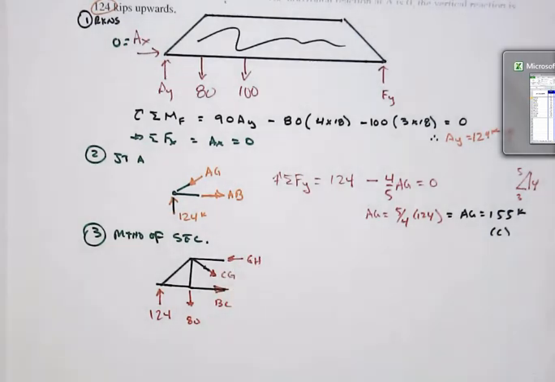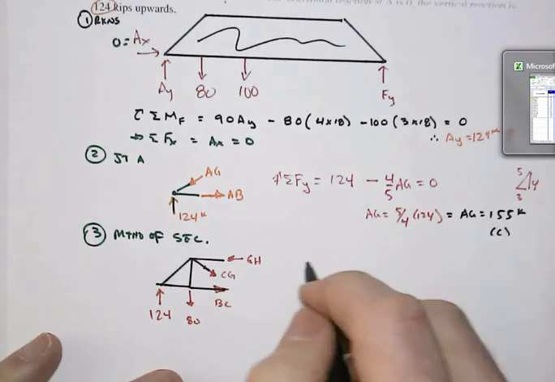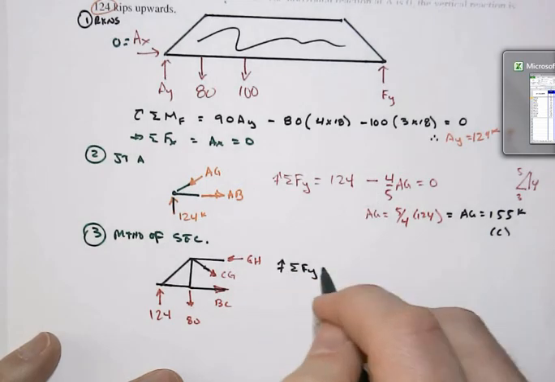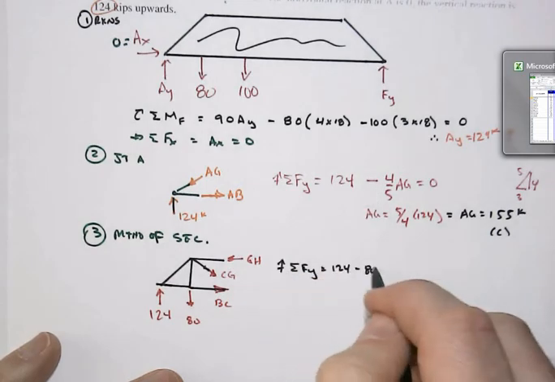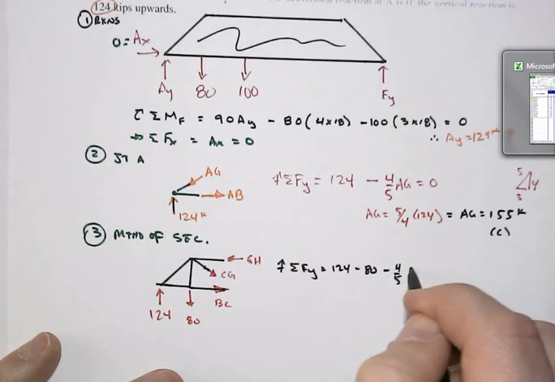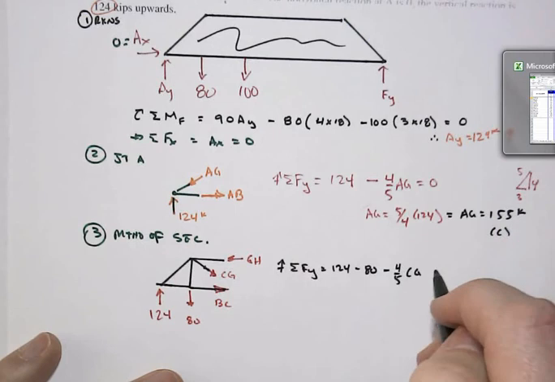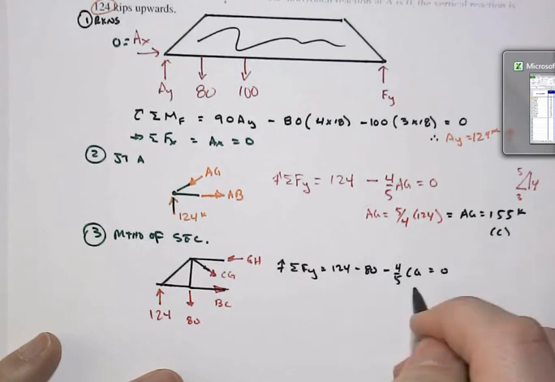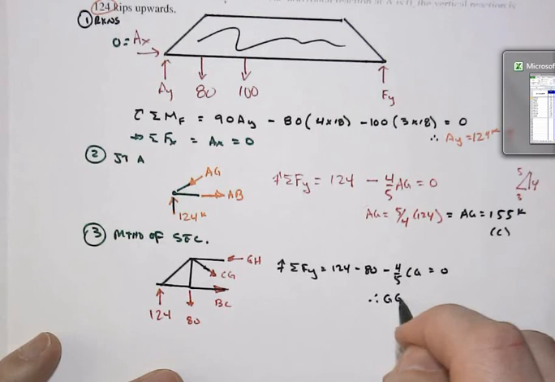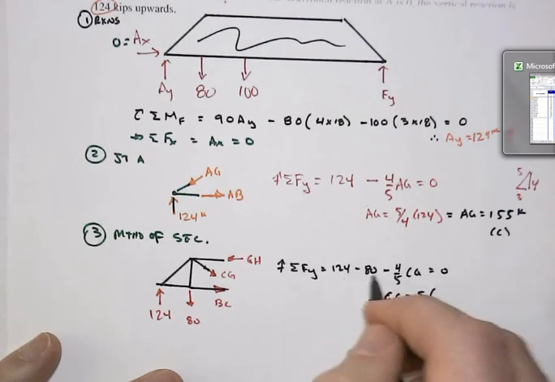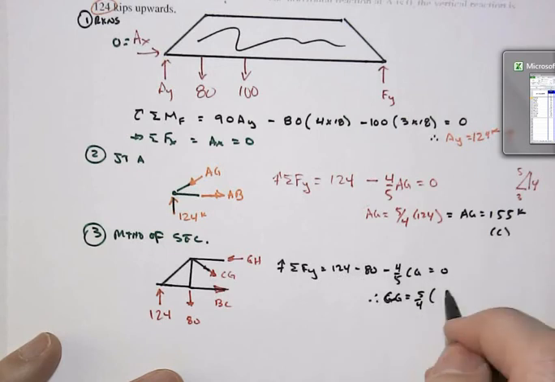And I've already written what that equation of equilibrium is going to look like. Sum of forces in the y, again take upwards positive. I have 124 up, minus 80 down, and then minus 4/5 of CG. It turns out to be of a similar orientation as member AG, and that has to all equal 0, so therefore CG has to be equal to 5/4 of the net of this, 124 minus 80, so that's 44. I might have said 24 earlier, I'm not sure.